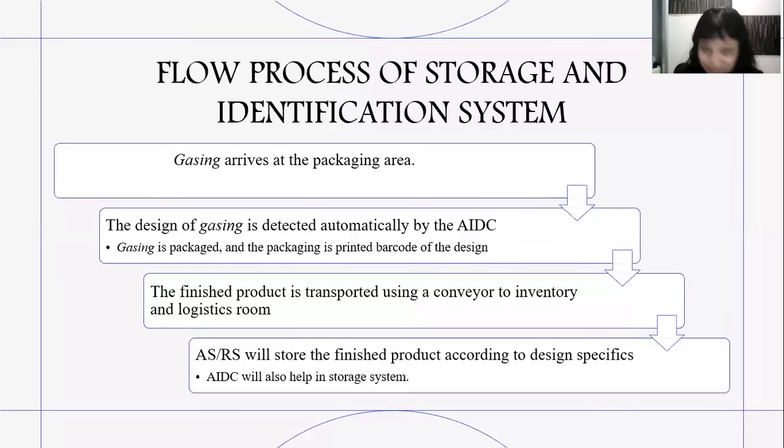Here we have the flow process of the storage and identification system. Firstly, the gasing arrives at the packaging area, and the design of the gasing is detected automatically by the AIDC. Once the gasing is packaged, the packaging has a printed barcode of the design. Once the finished product is transported using the conveyor to the inventory and logistics room, the AIDC will detect it again and work together with the ASRS to store the finished product according to design specifics.